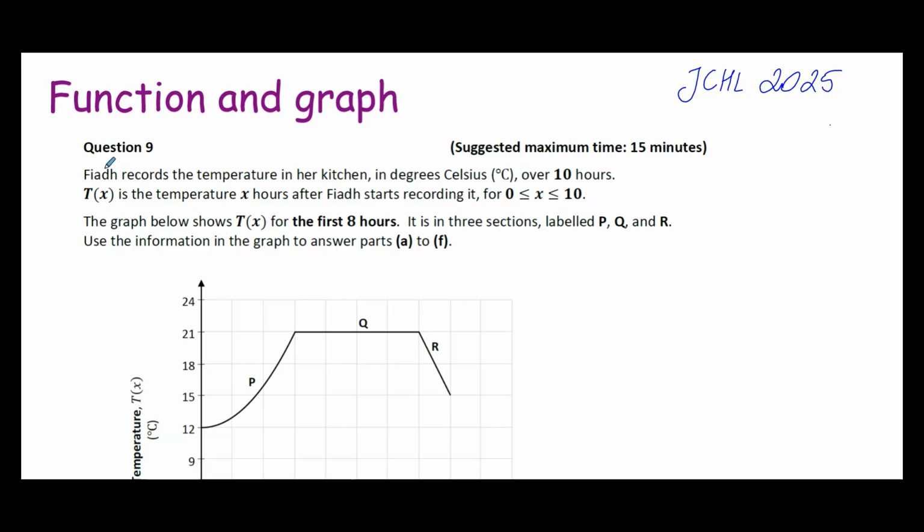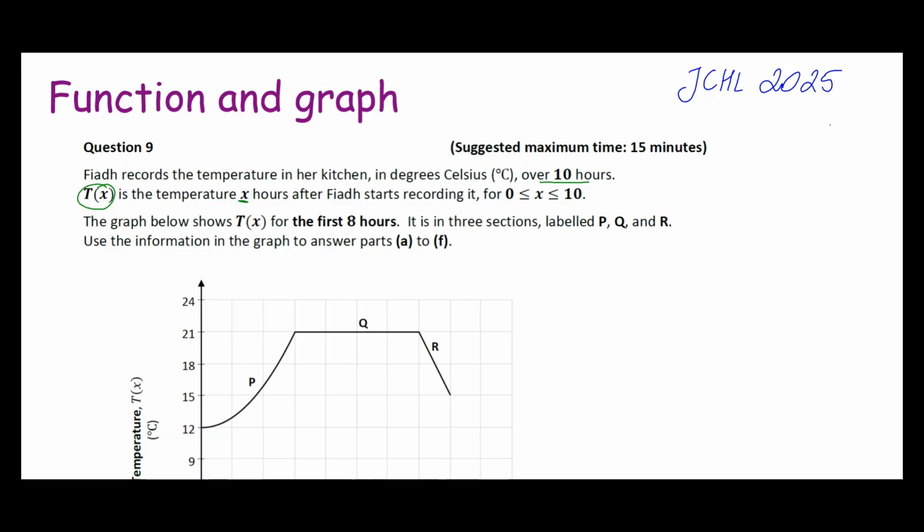So we get that Fia records the temperature in the kitchen. We know the temperature is measured in Celsius and the period is 10 hours. So the next sentence is saying that T(x) represents temperature, and x is the number of hours after Fia starts recording it. And we understand that the number of hours is between 0 and 10 because she does that from the beginning, 0 time, to 10 hours.